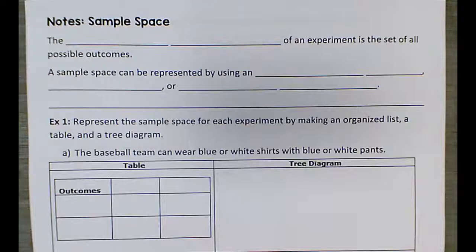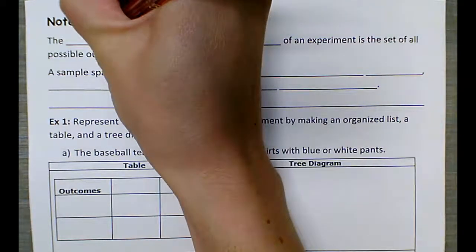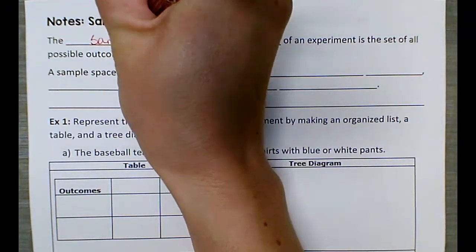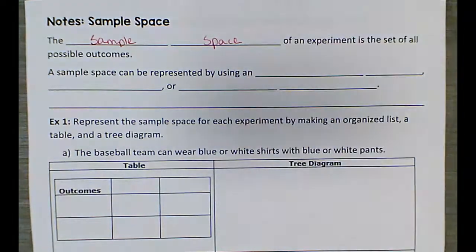Hi everyone, today we're going to start our unit on probability. To kick off the unit, we need to discuss something called a sample space. A sample space of an experiment is the set of all possible outcomes. And when you're finding probability of things, you're finding probability of events that happen in an experiment.